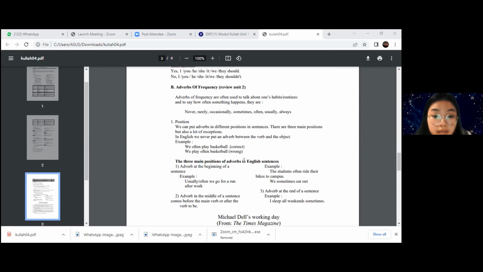The 3 main positions of adverbs in an English sentence. The first, adverb at the beginning of the sentence. The example is, usually or often we go for a run after work. The second is adverb in the middle of the sentence, coming before the main verb or after the verb to be. The example is, the students often ride their bikes to campus, or we sometimes eat out. The third is adverb at the end of the sentence. The example is, I sleep all week sometimes.